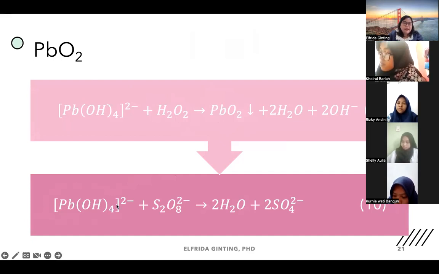But also, lead tetrahydroxoplumbate here, if you add thiosulfate, it will dissolve. If you add hydrogen peroxide, it will have a precipitation. If you add thiosulfate, it will have a solution, so there will be no precipitation.